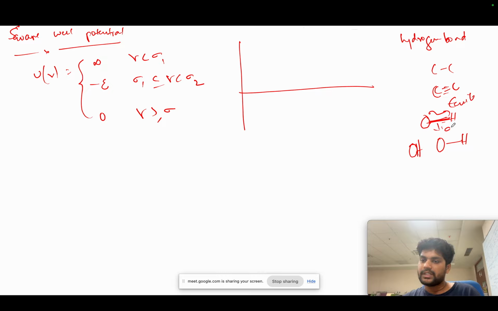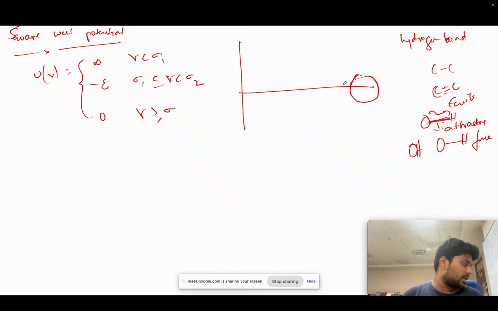So basically we call it the attractive force. Okay, so now if I say that, now the value will go like this.